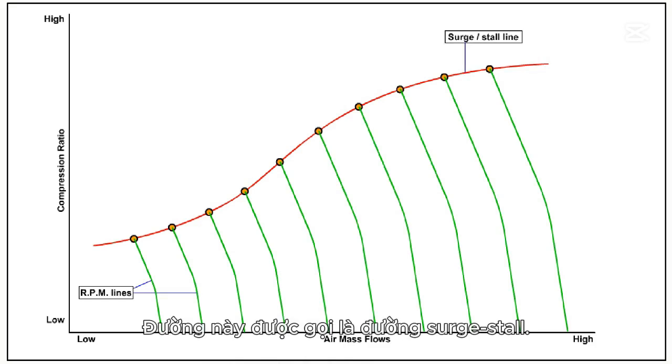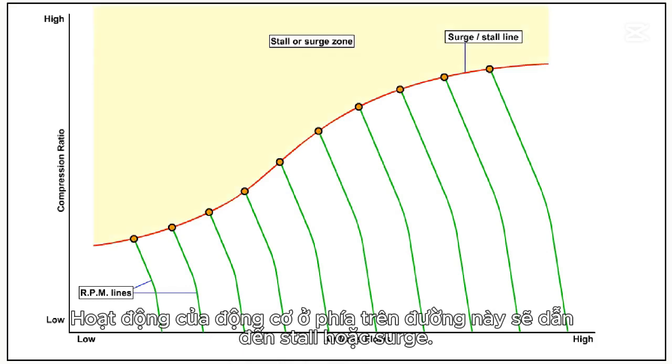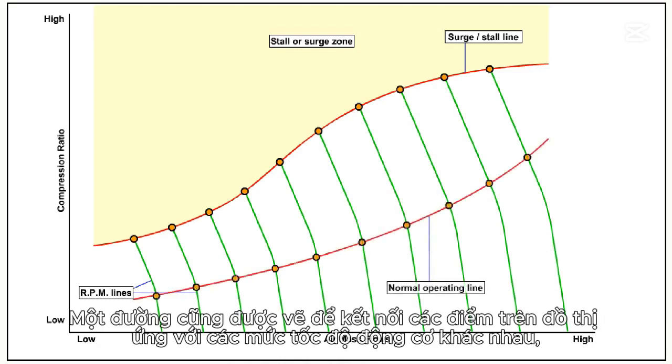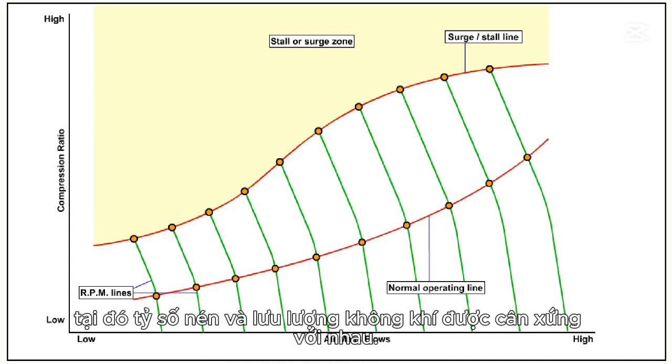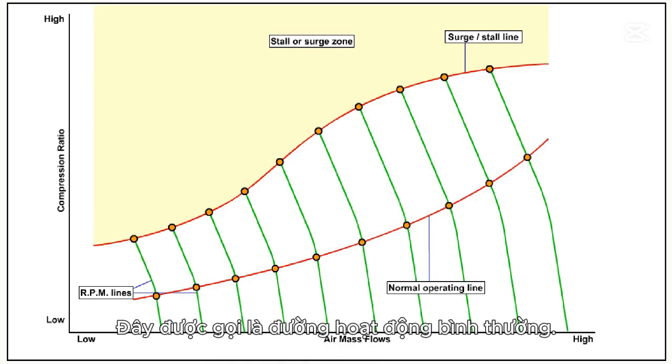This line is called the surge-stall line. Engine operation at compression ratios or mass airflow values above this line will promote compressor stall and surge. A line is also drawn connecting points on the graph where the engine is operating at RPMs where the compression ratio and the air mass are proportionally matched. This is called the normal operating line.